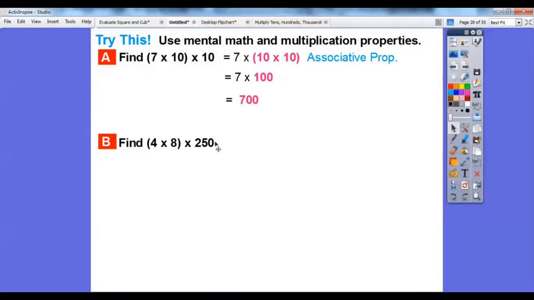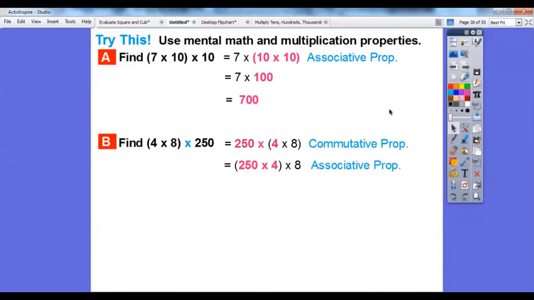How about this one? 4 times 8 times 25. What I'm going to do first is use the commutative property. It's kind of hard to see, but can you see this 4 times 8 commuted over on this side and the 25 commuted on this side? There's the multiplication symbol, and they just went around it. That's why it's called the commutative property. Now I'm going to use the associative property and group the 25 times 4.